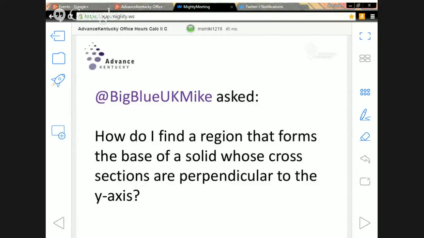Mike asked, how do I find a region that forms the base of a solid whose cross sections are perpendicular to the y-axis? Now I'm going to stick a word in here because I think what you're asking me, Mike, is how do I find the volume of the solid, not the region. And if I'm wrong, well, tweet me and I'll correct myself, but I assume this is what you wanted to ask me. So I think the best way to go over this one is with an example.